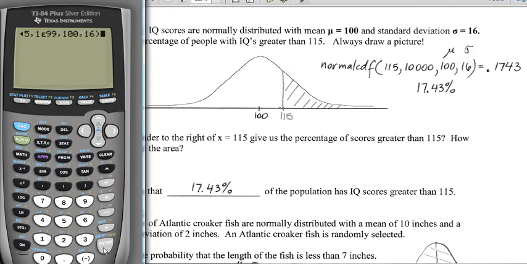Go ahead and hit paste, put it on the home screen, and to 4 decimal places we would get 0.1743. So the probability that we chose someone at random that they would have an IQ score greater than 115 would be 0.1743. Because of the nature of the problem, they ask for it as a percentage. Simply change that decimal to a percent by sliding the decimal place 2 spots to the right. So 17.43%.